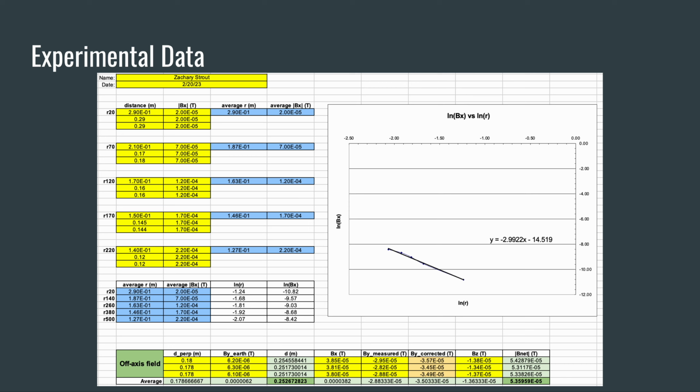So here's our experimental data for the experiment, and as you can see in the graph on the right, for the natural log of the x component of the magnetic field versus the natural log of r, we got the equation y is equal to negative 2.9922x minus 14.519.